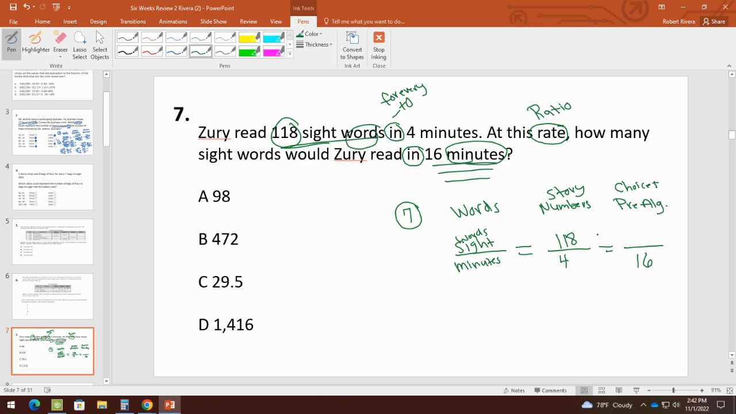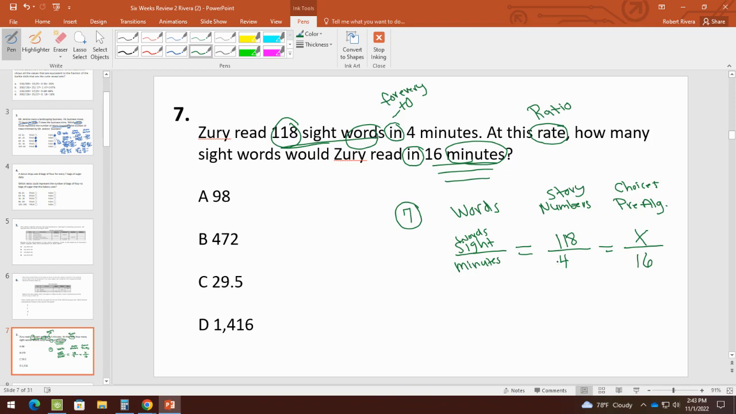Now the side words, they didn't give me that, so we're going to call it X. That's when it becomes an algebraic equation. Once you use the letter X, or you could use whatever letter you want, in this case, we use X, then it becomes algebra. So now it's going to be pretty easy.